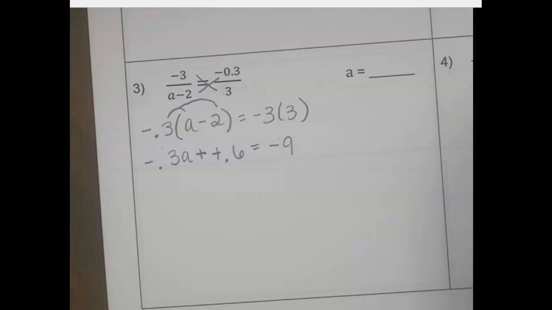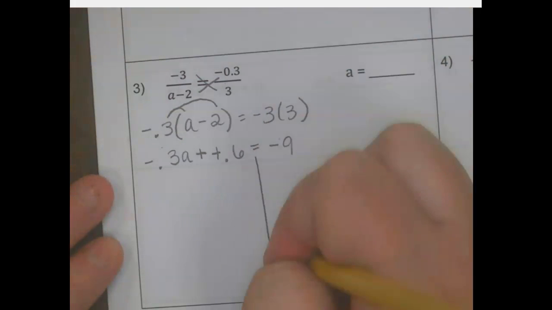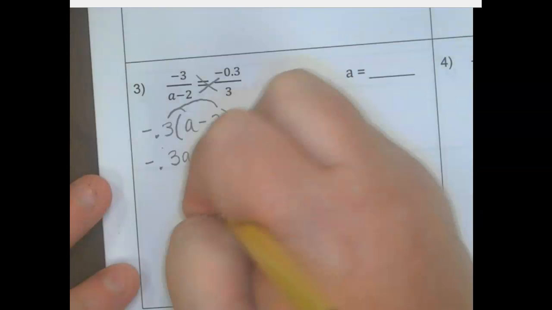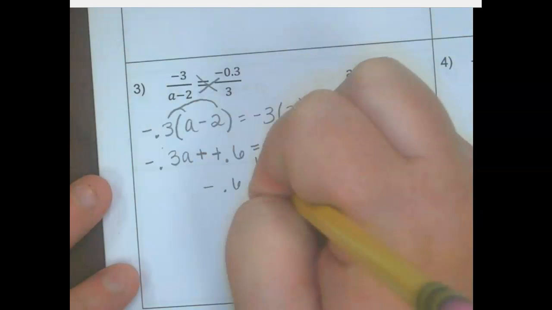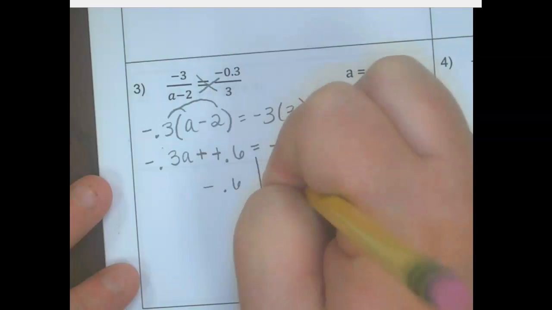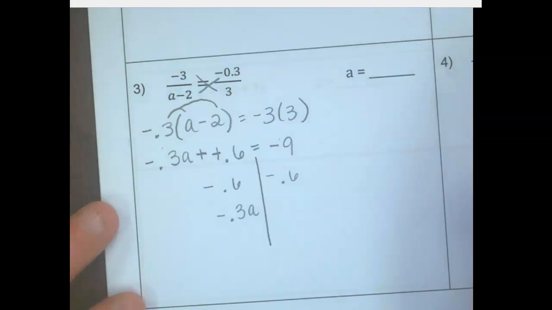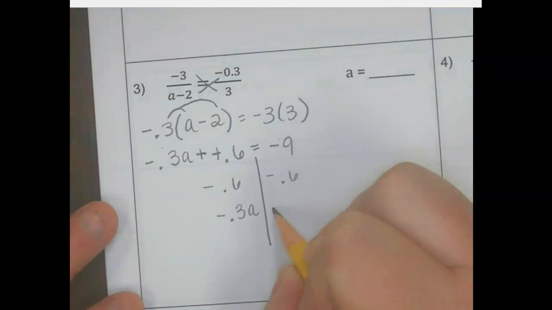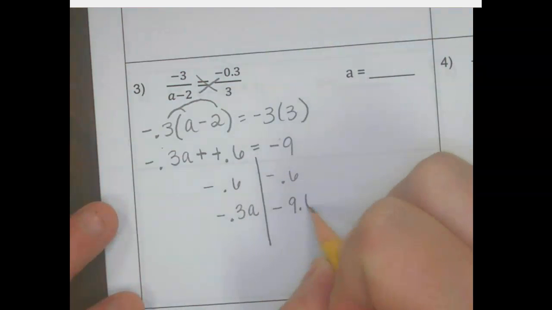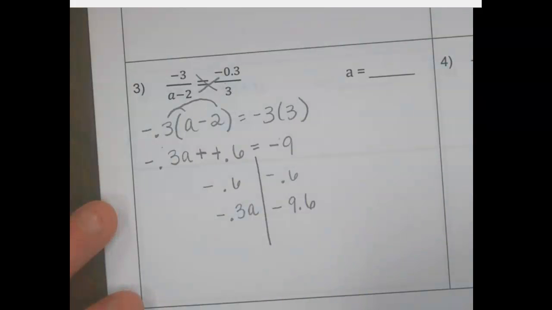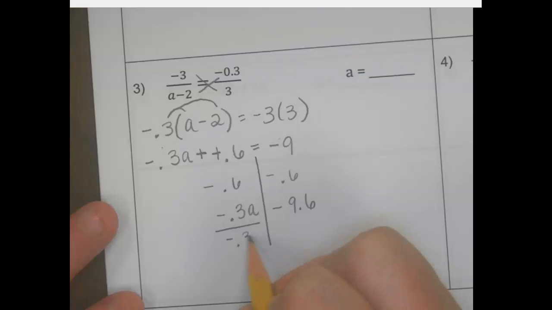Is everybody with me still? Alright, so now I have add a positive, so I'm going to subtract 0.6 from both sides. So that leaves me a negative 3/10 a. And this leaves me with negative 9.6. Divide both sides by that negative 3/10.